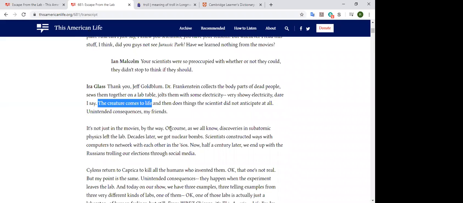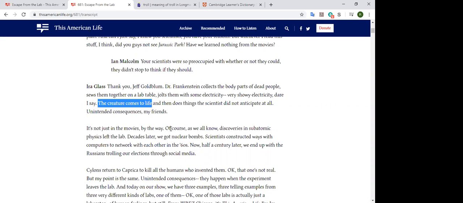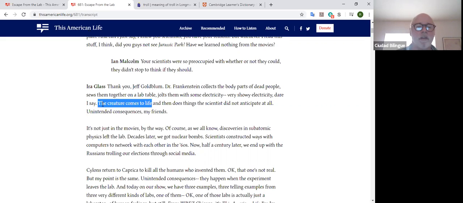Okay. Does the creature come to life? Yes, he does. Or it does. Does the bird come to life? No, he doesn't. So, who? No. Yes. So, what comes to life? The creature. Good. Go ahead. The creature comes to life. Good. All right. Now the long version.